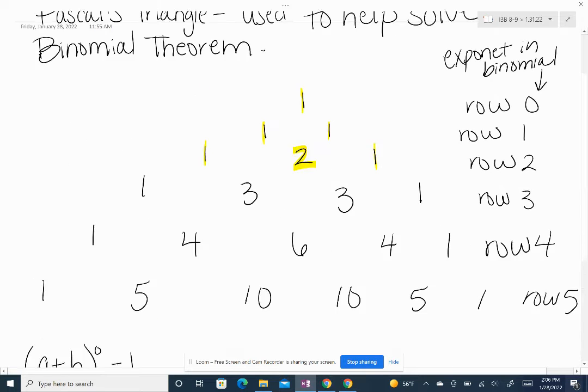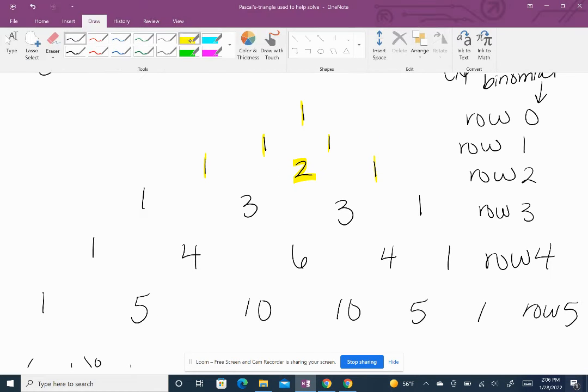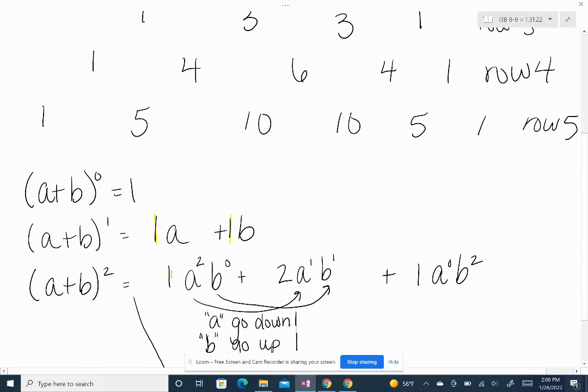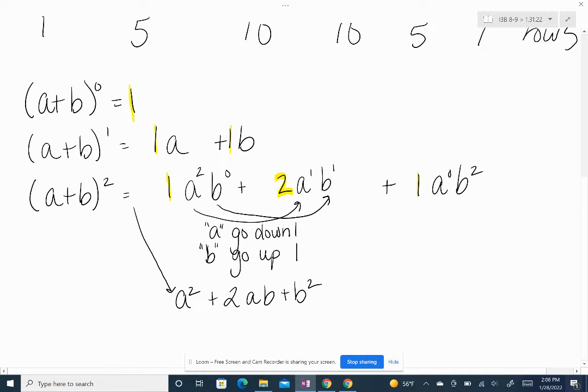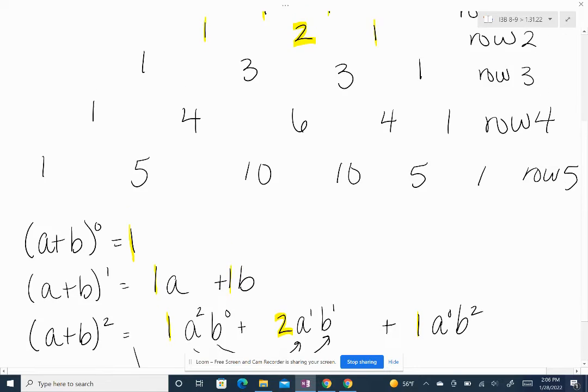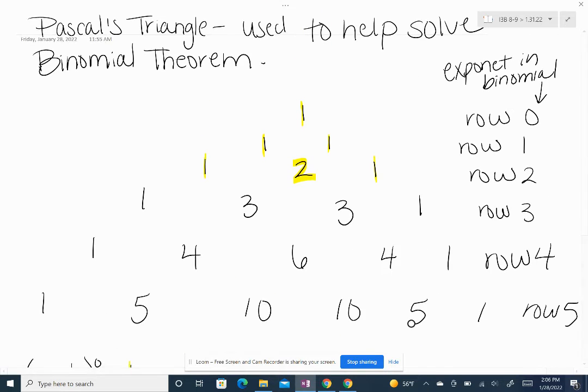And actually, I can highlight those as well. Okay, and I'll use different colors for the next ones because that's when it really gets intense. Okay, so a plus b to the power of 3. So let me show you that one.